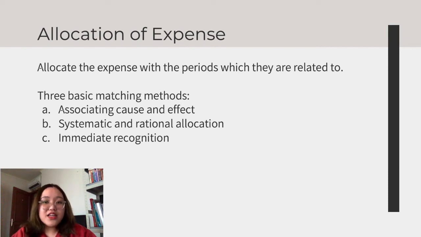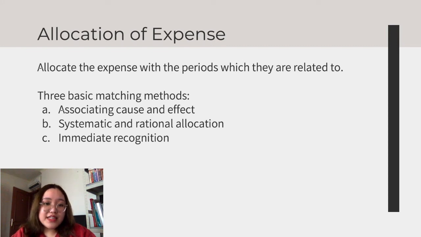Next is systematic and rational allocation. When there are no clear links between expenses and revenue, we use systematic and rational allocation. Some expenses affect many periods or expire over time. For example, since it is hard to determine how much expense is attributable to an asset in a particular period, let's say a machine, it is best to spread a portion of the total expense allocation throughout the useful life of the machine. This is called depreciation.